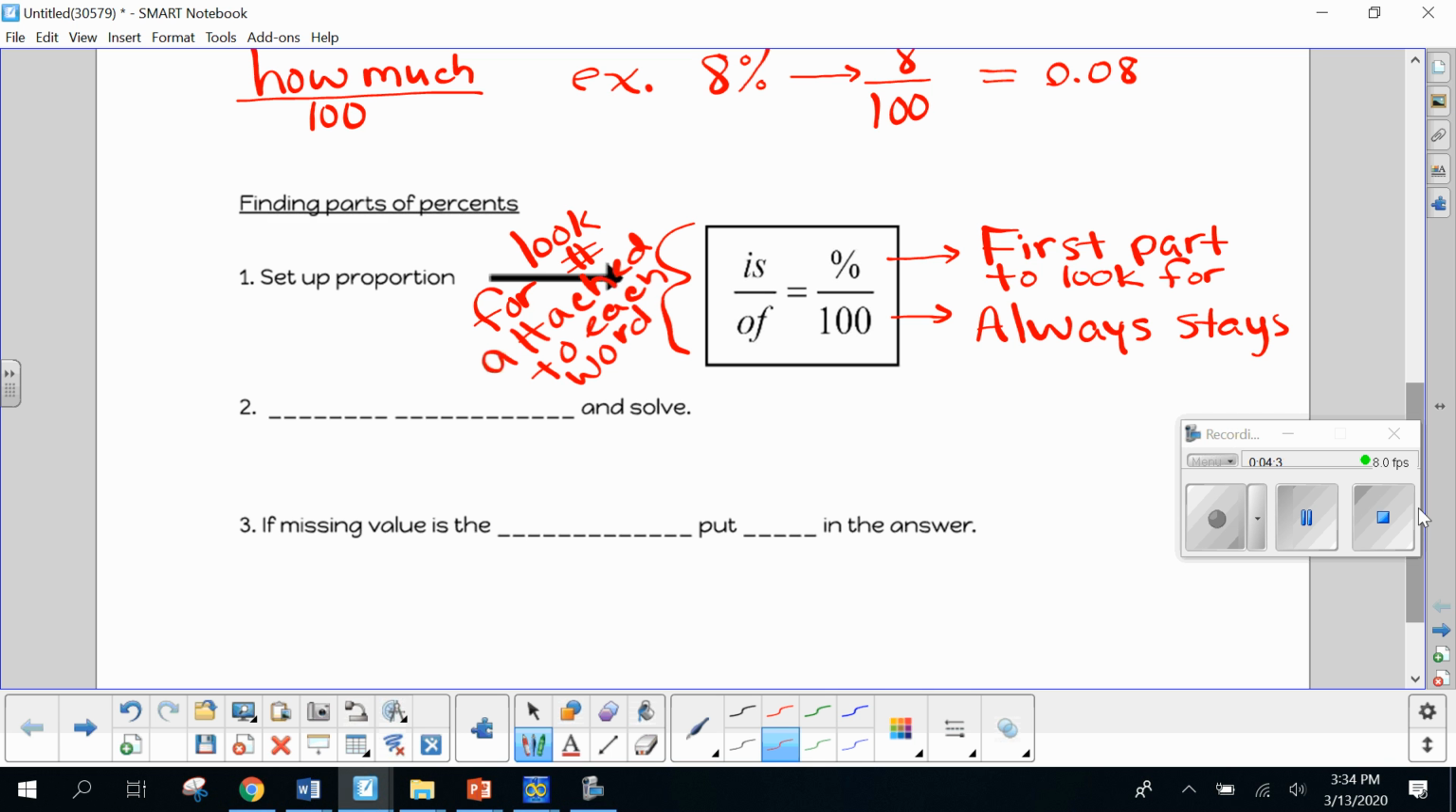To solve this, we have to cross multiply. So this is yesterday's lesson. We need to cross multiply, and then we're going to solve. If the missing value is the percent, you're going to put a percent sign in the answer. Okay? So let's recap. We have is over of is equal to some percentage over 100.